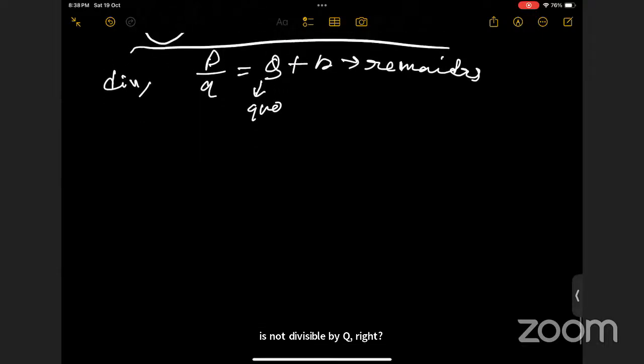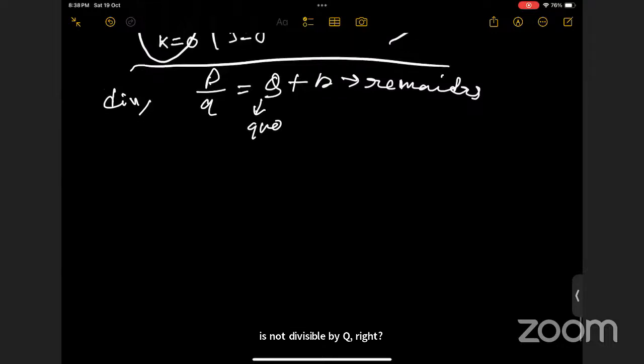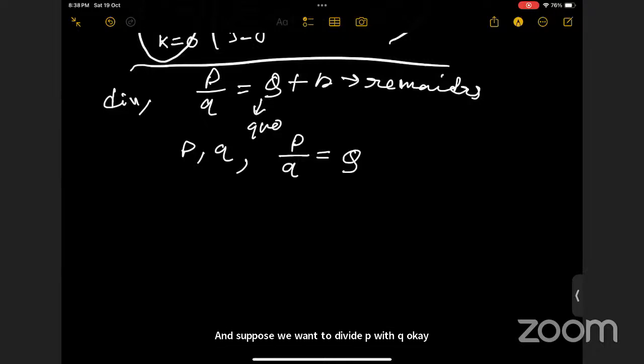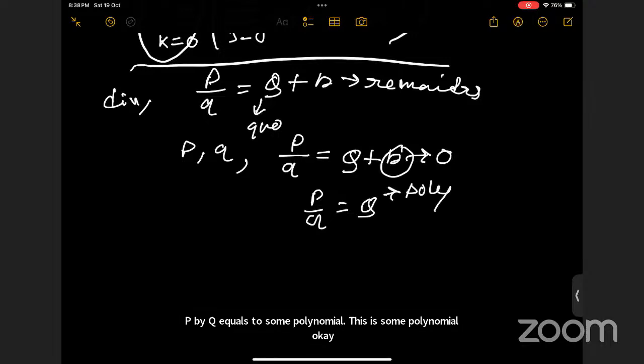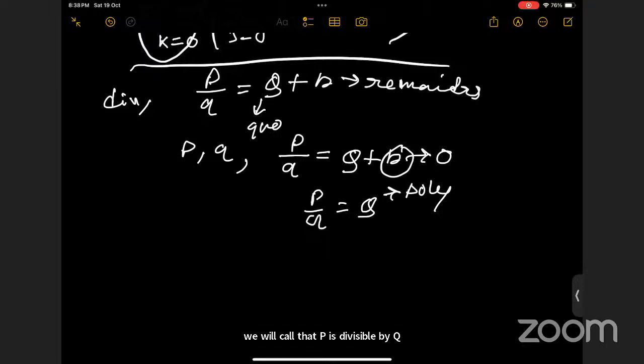Now, explaining once again. Suppose we have P and Q, two polynomials, and suppose we want to divide P by Q. If we get this type of thing, and this R equals 0, then we get P by Q equals some polynomial. This is some polynomial, then we will call that P is divisible by Q.